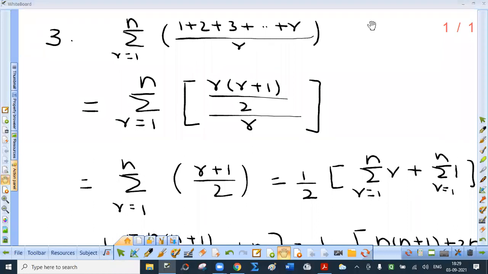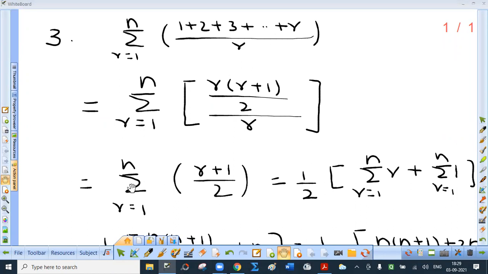Third one is a good one. Sigma 1 plus 2 plus 3 up to r upon r. R goes from 1 to n. See, what is numerator? Sum of the first r natural numbers. We know that sum of the first n natural numbers is n into n plus 1 by 2. So what will be the sum of the first r natural numbers? R into r plus 1 by 2 upon r as it is. R gets cancelled. So effectively it is just r plus 1 by 2.